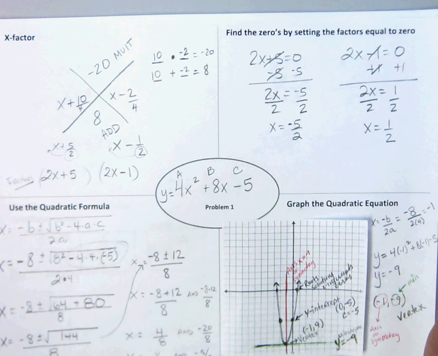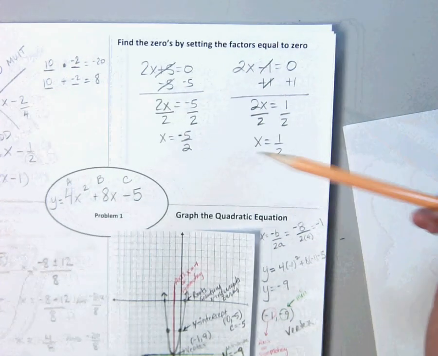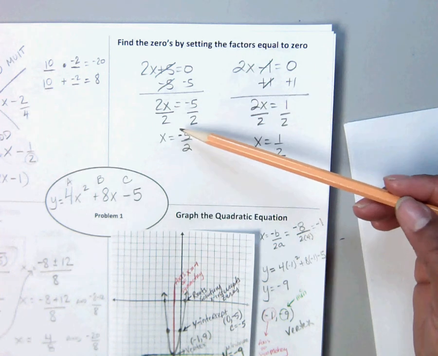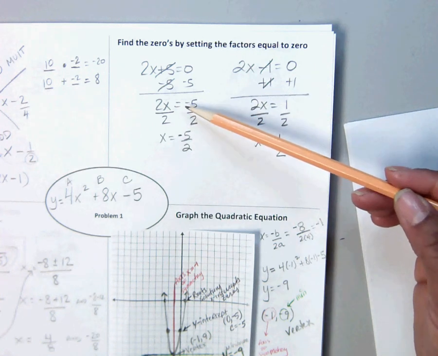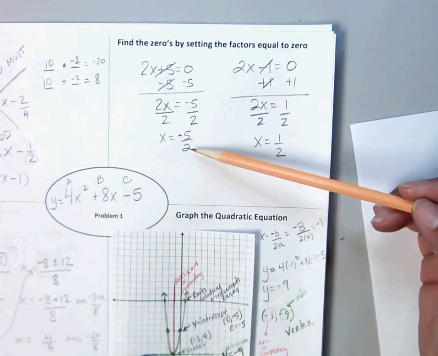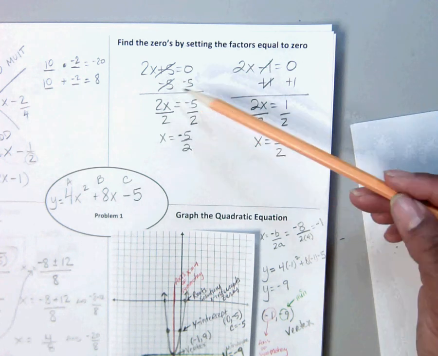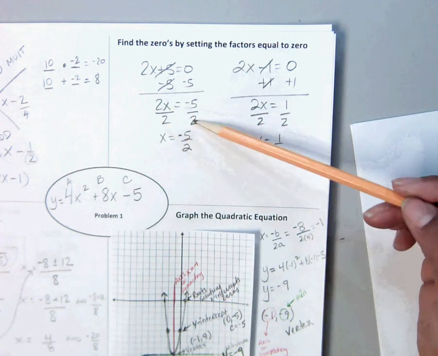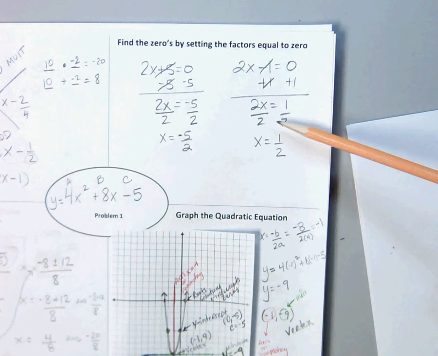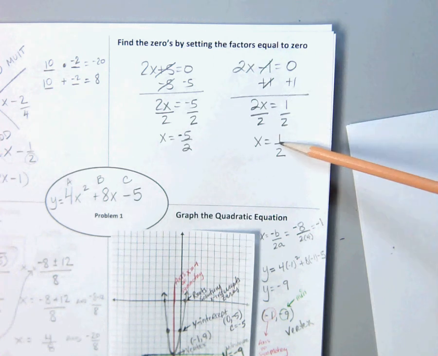I take those two factors and I set them equal to 0. 2x divided by 2 equals negative 5 over 2, which gives me x equals negative 5 over 2. I subtracted 5, then divided by 2. Here I added 1, and then divided by 2. X is 1/2.